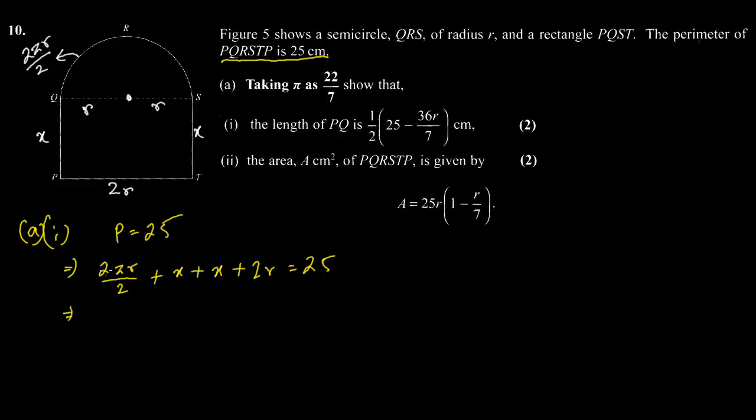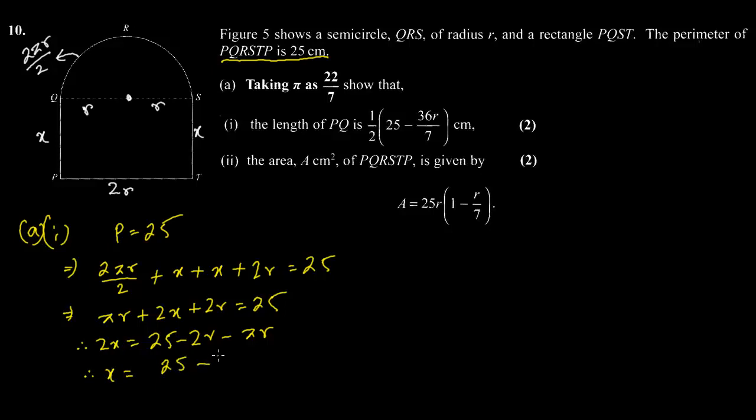Together the perimeter is 25. So now if we simplify, pi and pi cancel, 2 and 2 cancel, this would be pi r plus twice x plus 2r equals 25. So now we can write twice x equals 25 minus 2r minus pi r. Remember, we are finding an expression for x here. PQ is x. So therefore we can write x equals 25 minus 2r minus pi r, divided by 2.